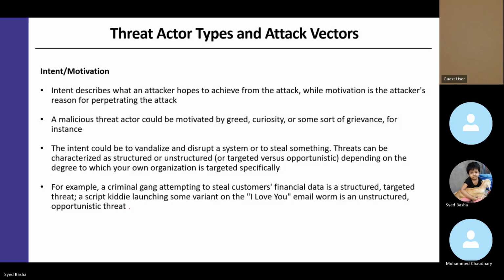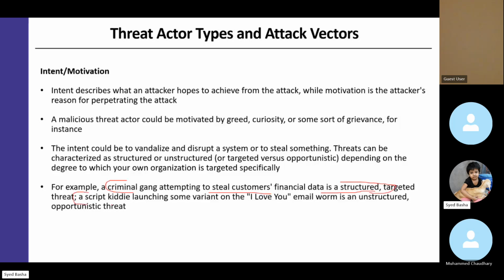That's very, very important. These kinds of attacks are characterized as structured and unstructured. Structured means targeted attacks. Unstructured is opportunistic, in other words, we call it ad hoc. As mentioned in the example here, criminal gangs who attempt to steal customers' financial data are structured, because they know the procedures to get into your network. And an unstructured threat is a script kiddie.